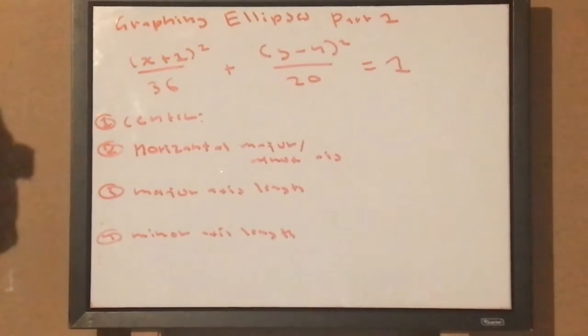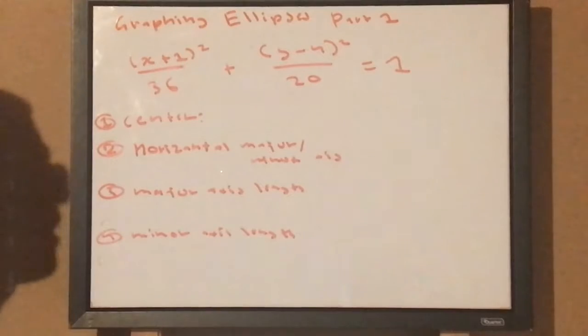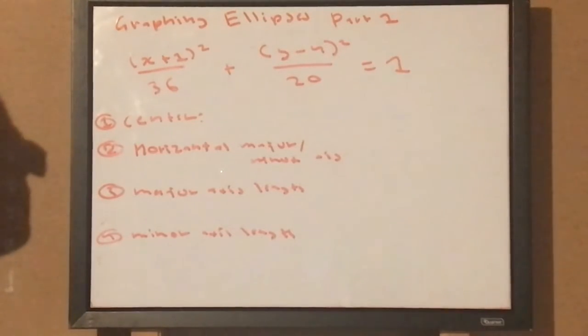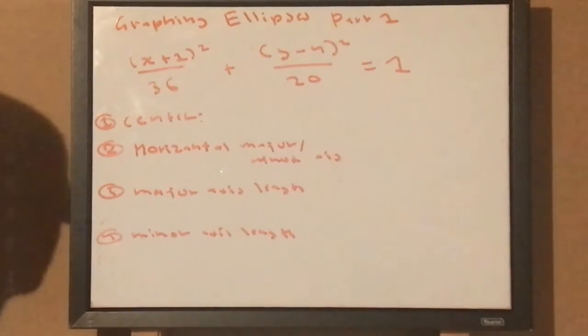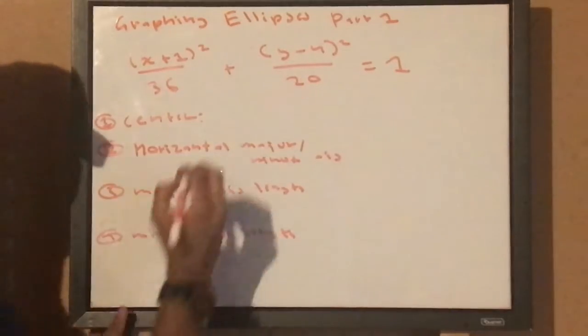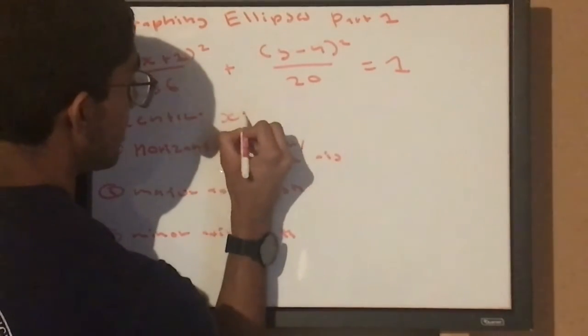Now that we know what is required to graph an ellipse, let's go into a real life example on how to find the 4 key components required in order to graph an ellipse. The first thing we need to find is our center. So how do we find the center? You want to set x and y equal to 0.